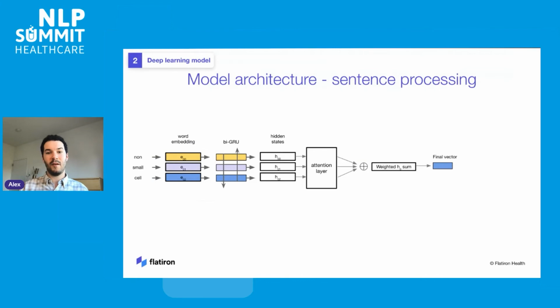So now let's get into the forward pass of the model and kind of what's happening to each of these sentences. So for each sentence, we're going to pass it through a word embedding and then a bidirectional GRU layer, similar to an LSTM, to produce an output hidden state for each word. And from there, we apply a simple attention layer that results in a weighted sum of these hidden states. And then finally, another linear layer that's going to project that down to a smaller vector. So what we're left with is a single dense vector for each sentence that represents the information found in that sentence.